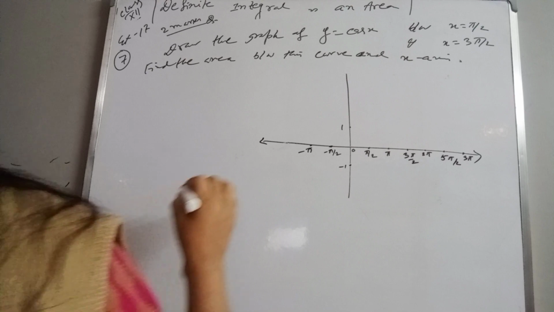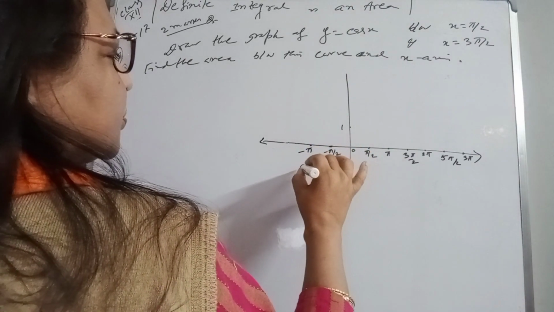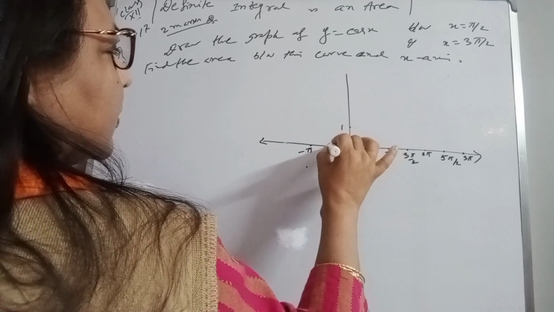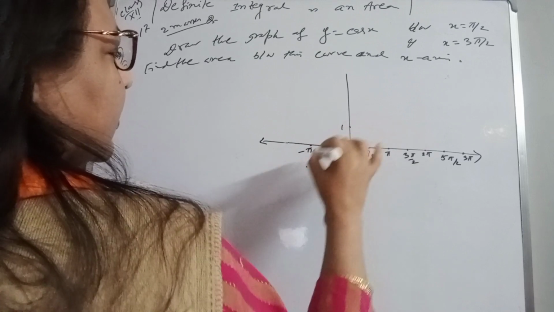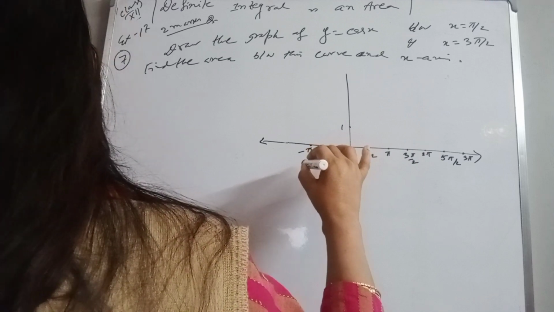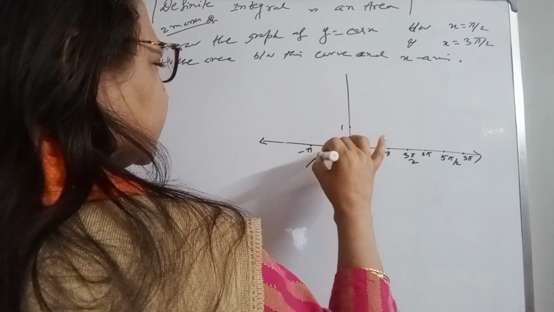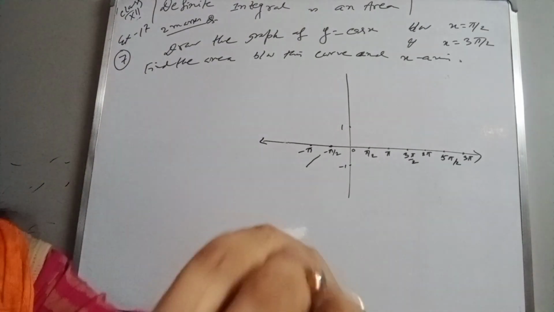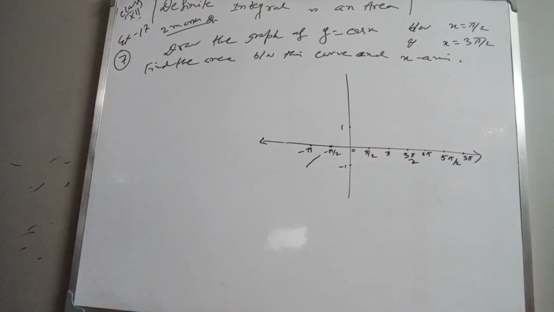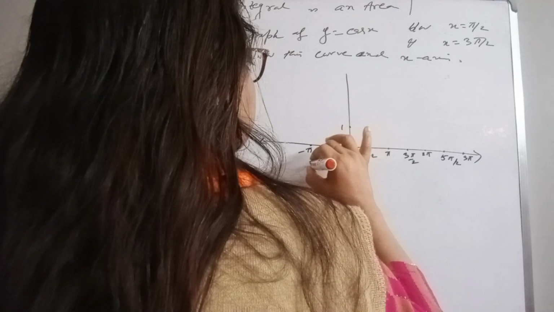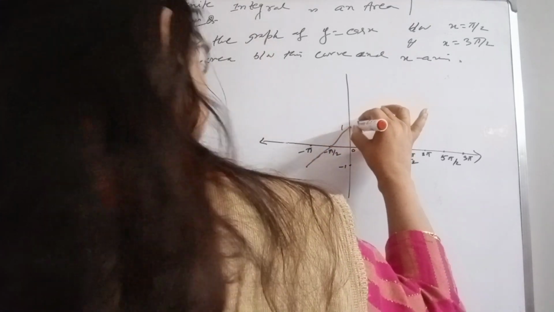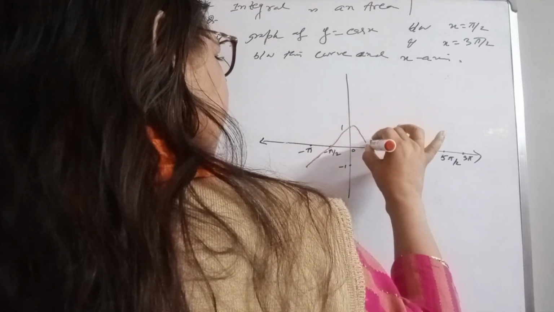Now the point will be minus 1. Here 1 point, then this, then this. Let us use the red pen, and it will be very clear and highlighted also. Let me draw the graph. Then pi by 2.